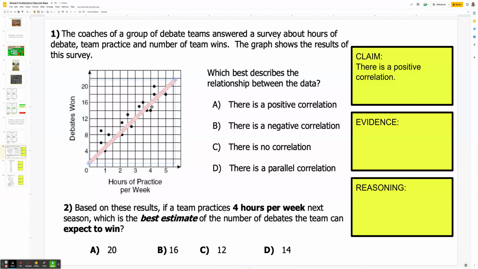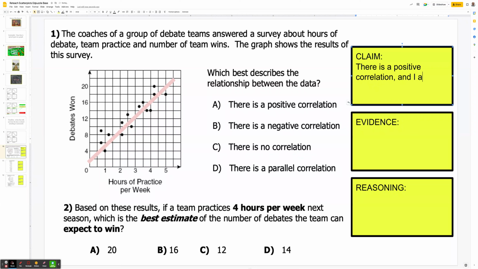When you draw your line through the middle of the data, like you're supposed to, where each point is equal distance away, and you're touching as many points along the way, you'll see that the number of hours practiced, 4, lines up with 16 debates won. Our correct answer is B. So I'm going to combine that over here. There is a positive correlation. Okay. So that's my claim.